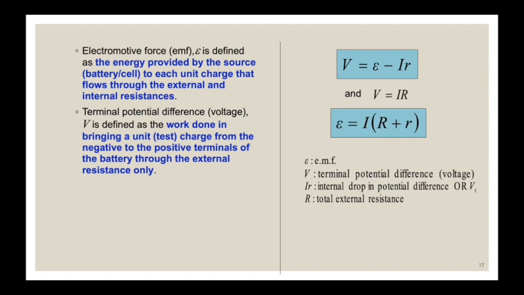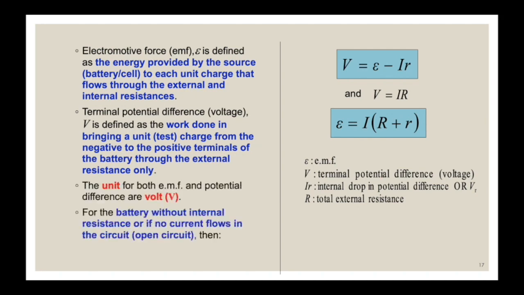So when we rearrange this, we derive V is equal to IR from Ohm's law. And then when we rearrange this, we get the final equation for the EMF in terms of capital R and small r. The unit for both is volt. So for a battery without internal resistance, or if there's no current flowing in the circuit, then V is directly equal to EMF.